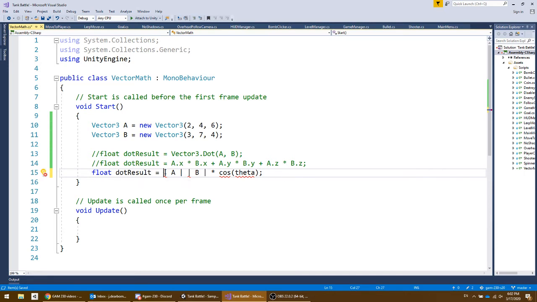Pretty useful. These two, the A and the B in vertical bars, each of these is the magnitude or the length of that vector. So if I were to write this out the way that Unity does it, these would be a.magnitude times b.magnitude. There we go. I still don't have a theta value, but whatever. If I did have the angle between them, then I could calculate this dot product.